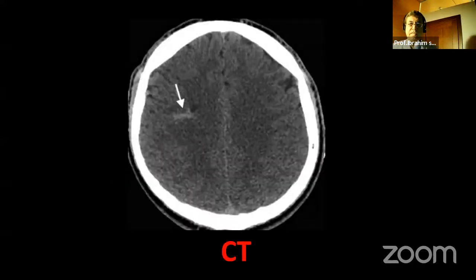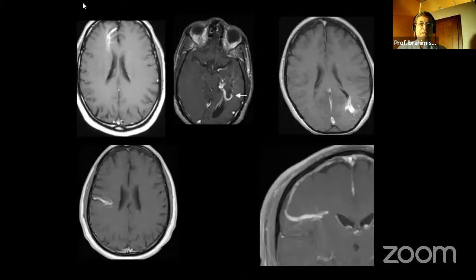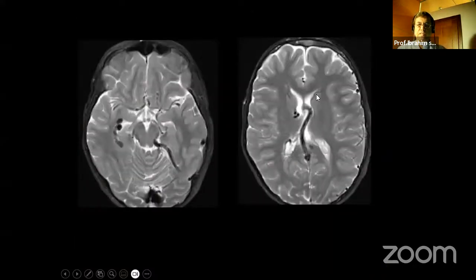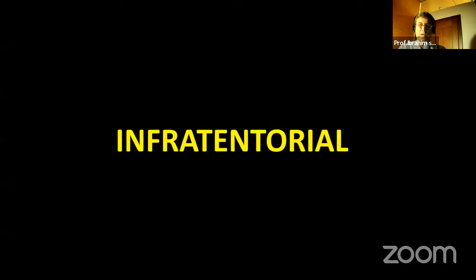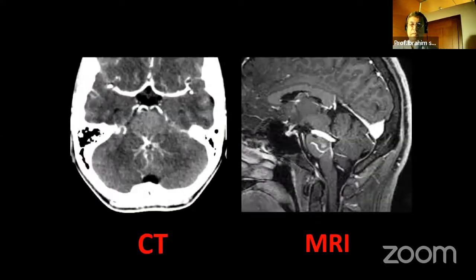Looking at the radiology, CT scan would show you this, which most people will miss as normal. This is not normal, this is DVA. And if you look at the MRI, you can see the DVA, the caput medusa, and the draining vein in various parts of the brain. Again, you can see the DVA here. You can see them in the infraventricular compartment. Again, CT scan will show you the caput medusa arrangement and the DVA.